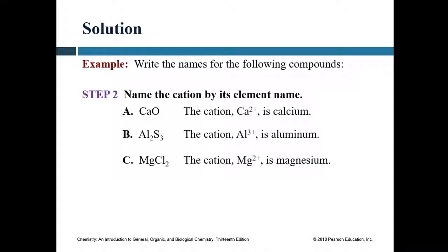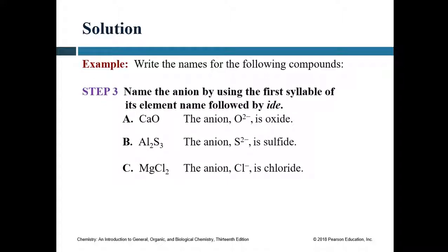So we have calcium oxide. B is aluminium sulfide. Sulfur is changed, the ending is changed to ide. Magnesium chloride.